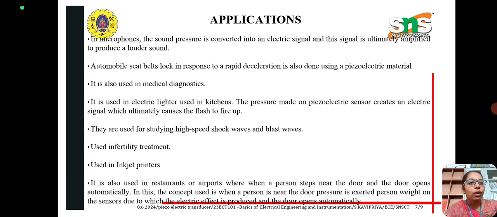They are used for studying high-speed shock waves and blast waves. It is used in infertility treatment and in inkjet printers. It is also used in restaurants or airports, where the door automatically opens when a person steps near it. When a person steps near the door, pressure is exerted based on the person's weight on the sensor, an electrical effect is produced, and the door opens automatically.